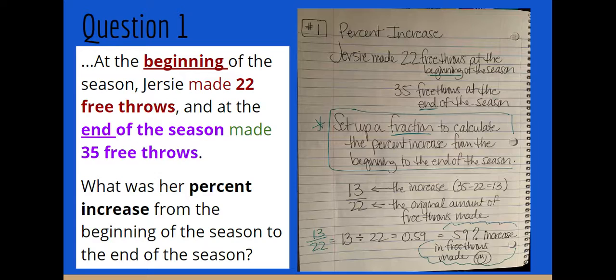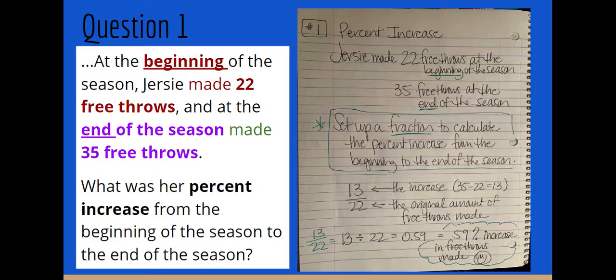The numerator is always going to be the change. And in this case, it's an increase. She got better throughout the season. That increase we find by subtracting the 35 and the 22. So 35 minus 22 is 13. 13 is the numerator. So 13, the change, out of 22, the original, that comparison is going to give us our percent increase.